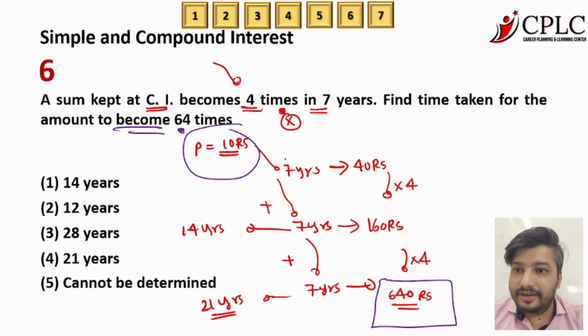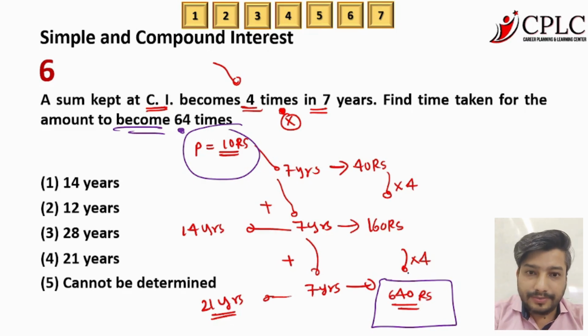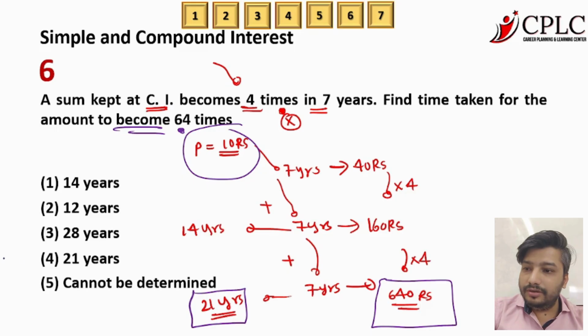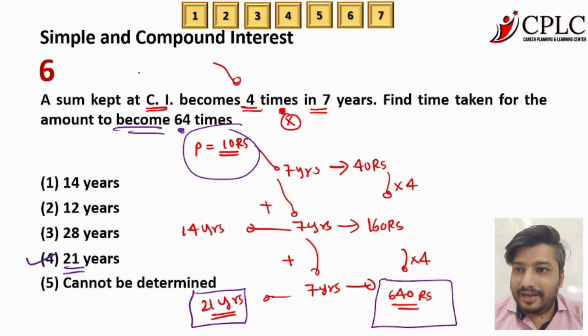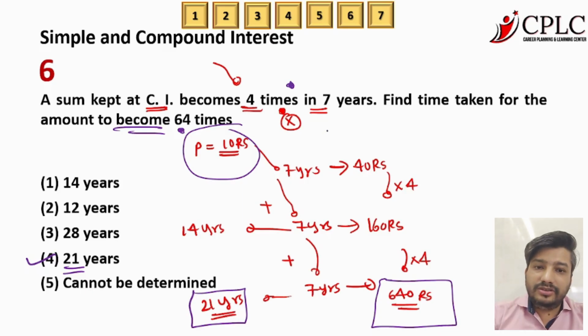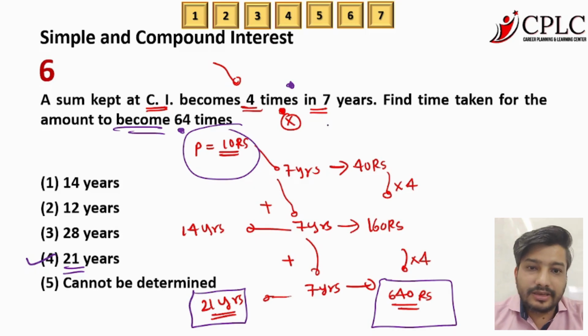If I compare 10 and 640, can I say it has become 64 times? Yes, absolutely. And the question was in how many years it has happened. So obviously 21 years it took. So the point is, if the pattern would have been something different in the question, this whole thing will change, and hence you have to follow the pattern that is given in the question.